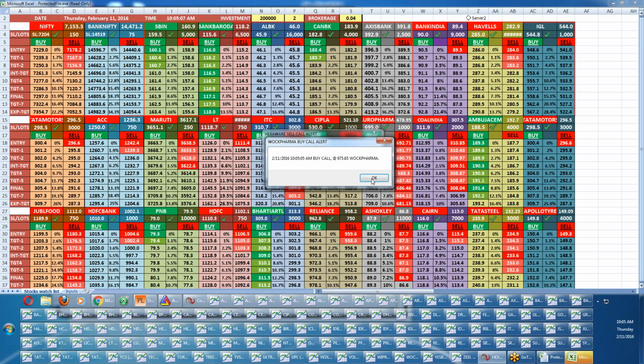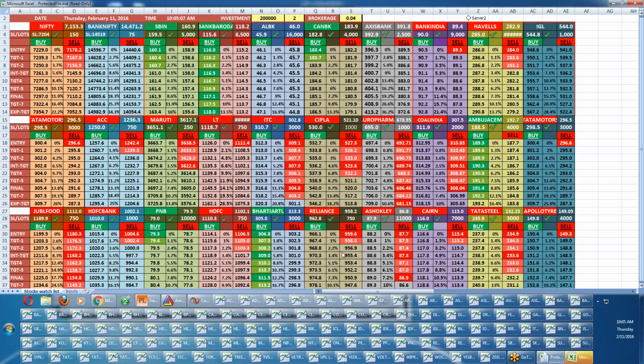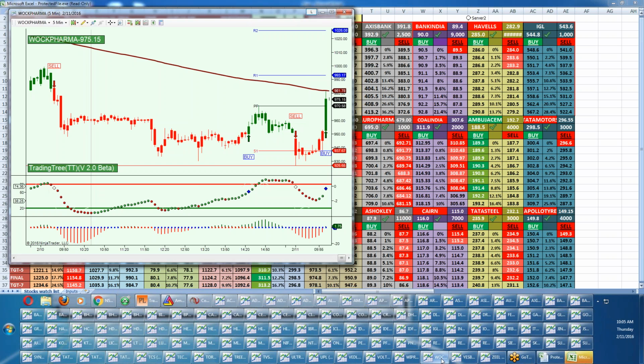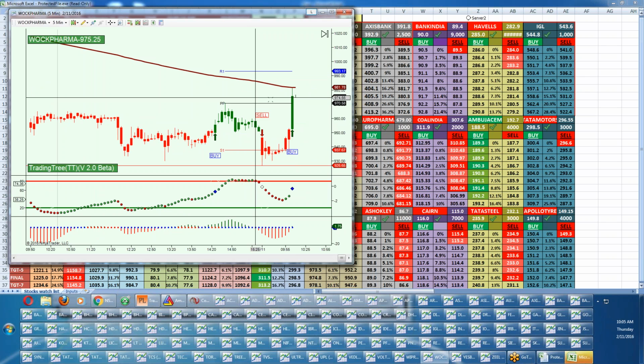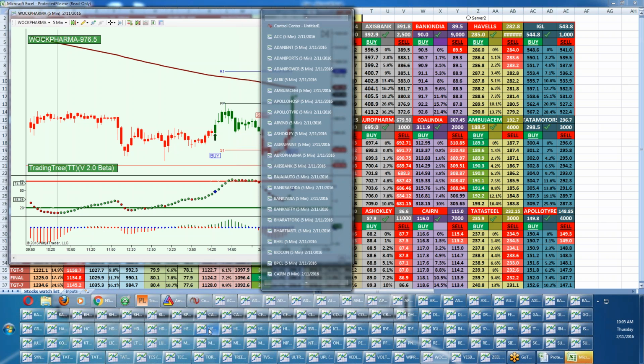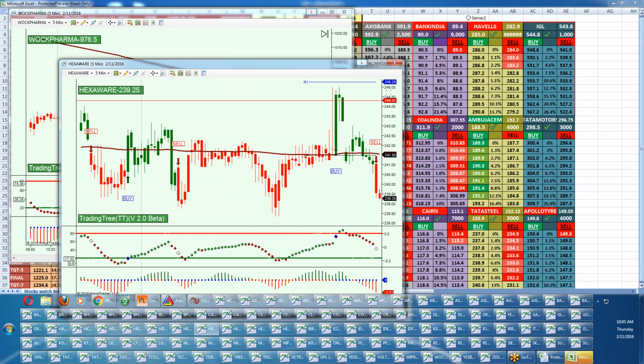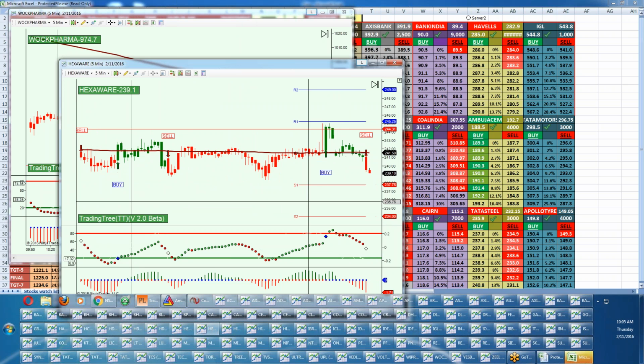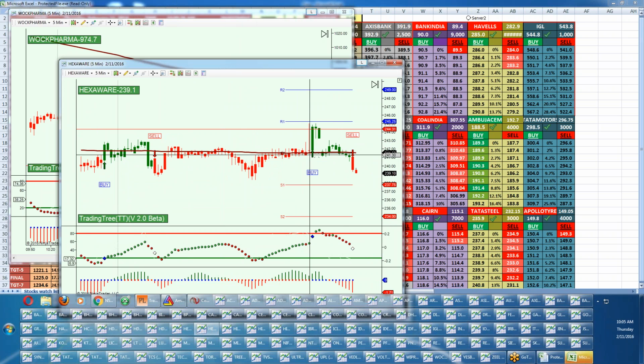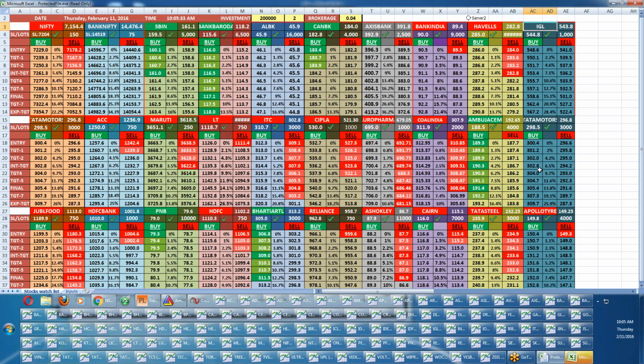Hexaware sell occurred, we have a buy that might not sustain. So that's a sell in Hexaware. It has been sort of flat. So Havells has done all its targets.